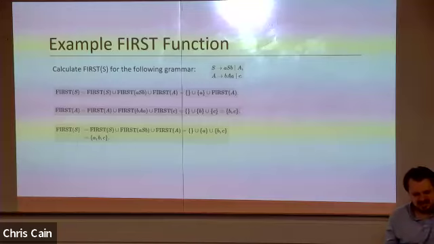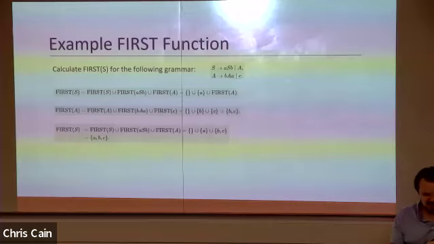Looking at first of A, it starts with itself, because of course it does. Union first of lowercase b, whatever else is there doesn't really matter, that's just going to be B. Union first of C, which is going to be itself. So first of A is just the set that contains B, C. We then replace the first of A in the first of S with the set B, C. So we get the empty set union A union B, C, which gives us every possible character in this alphabet.